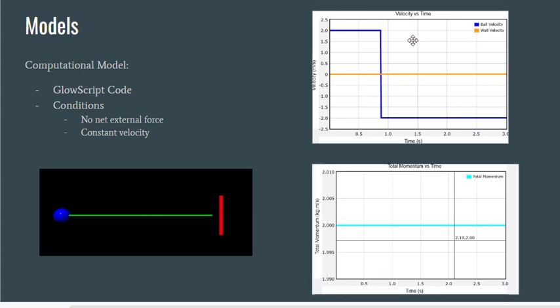On the top right, you see the velocity versus time model. And on the bottom right, you see the total momentum versus time model. As you can see, the total momentum is constant. And for the velocity, the ball velocity changes direction.